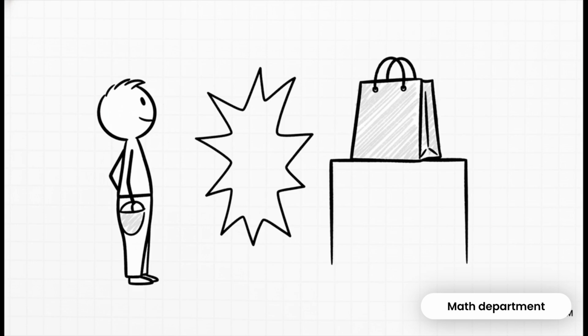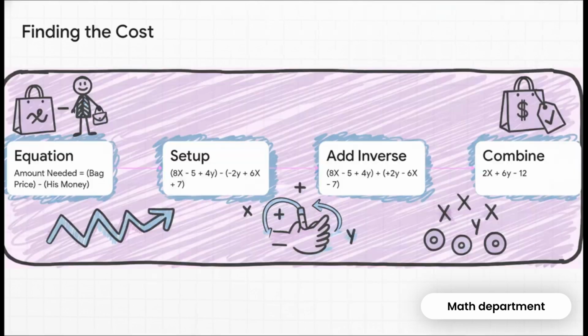Ziad doesn't have quite enough money for a bag he really wants. The math actually tells a story here. We need to find the exact algebraic difference between the price of the bag and the funds he currently has in his pocket. Let's map this out. The amount needed is the bag price minus his money.